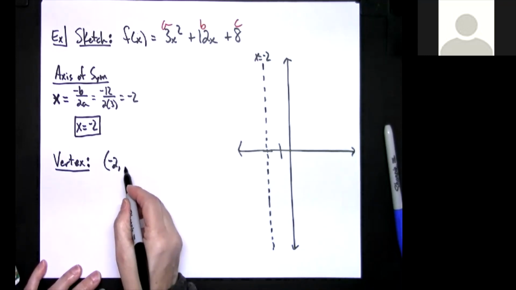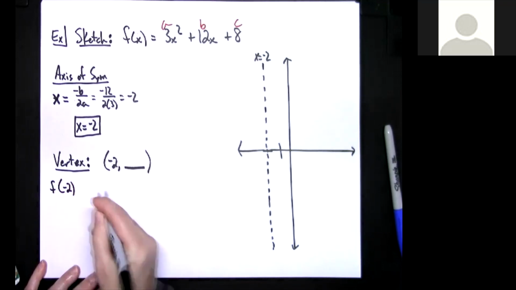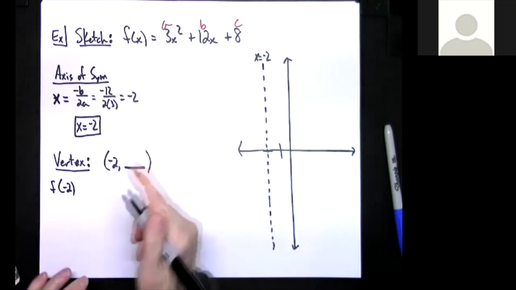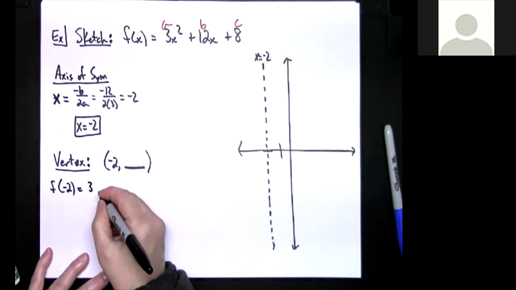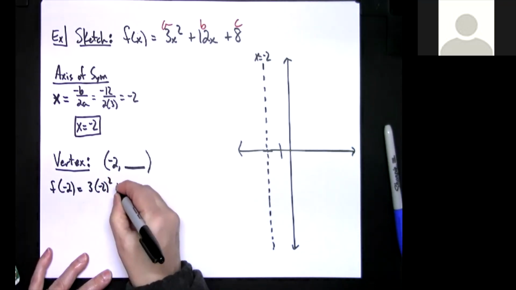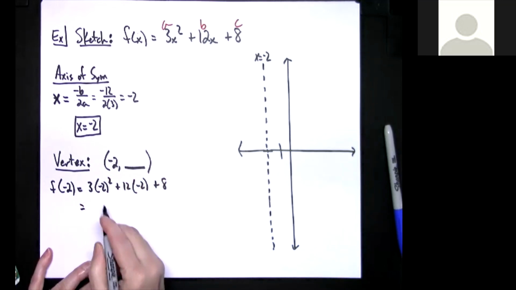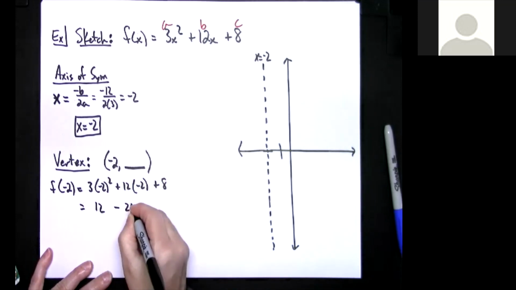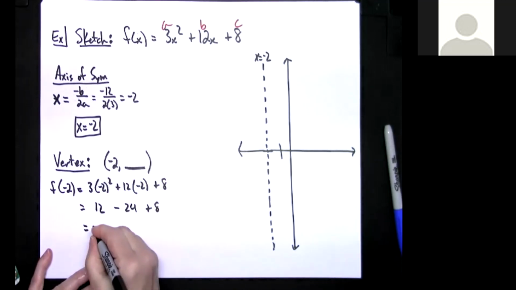Well, to find this y coordinate, I'm going to take f of negative 2. I'm going to take this number and plug it back into my function. You're probably going to use a calculator for this, but I'm going to crank this out real quick by hand. It's going to be 3 times negative 2 squared plus 12 times negative 2 plus 8. So this is going to be 3 times 4, which is 12. This will be minus 24. This will be plus 8. So negative 12 plus 8, so negative 4.